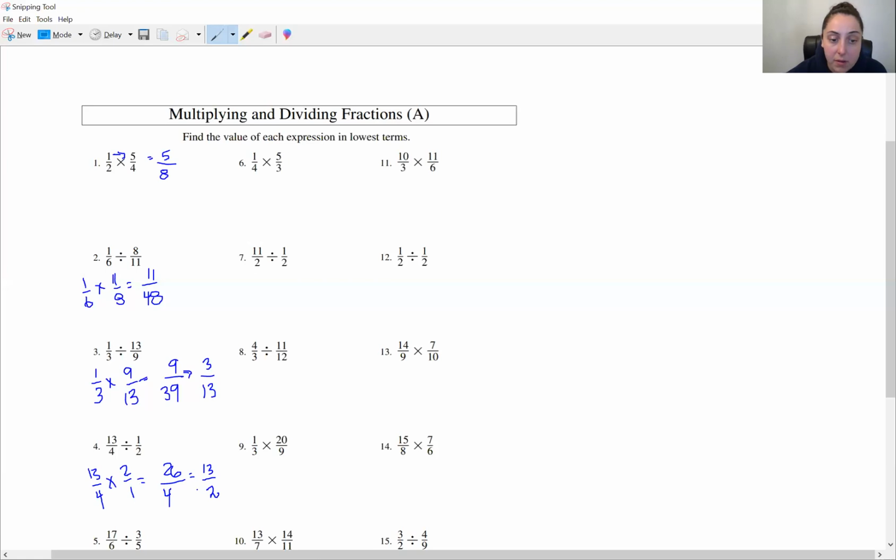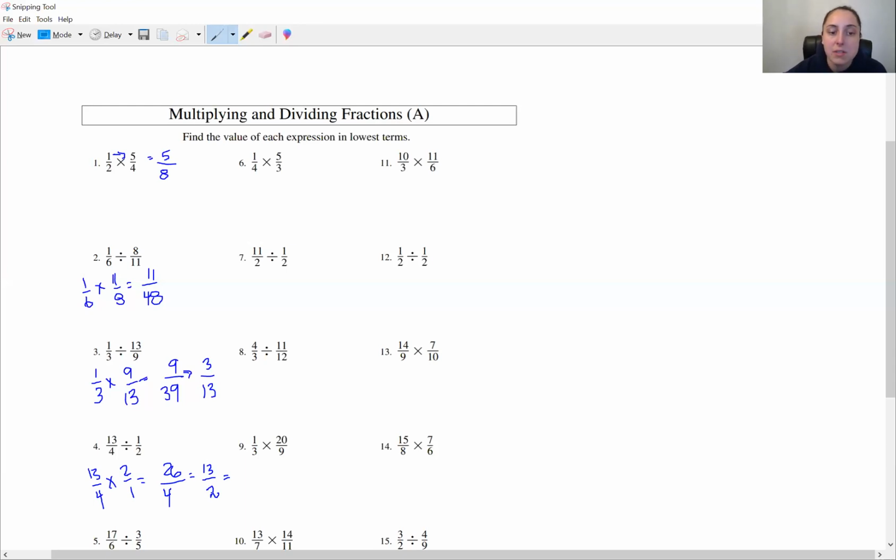Okay, now another thing is that this is not proper. We need to change this into a proper fraction. So in order to change this to a proper fraction, you see how we have a bigger number on top? We have to change this into a mixed fraction or a mixed number. So 13 divided by 2. How many times does 2 go into 13 without going over?